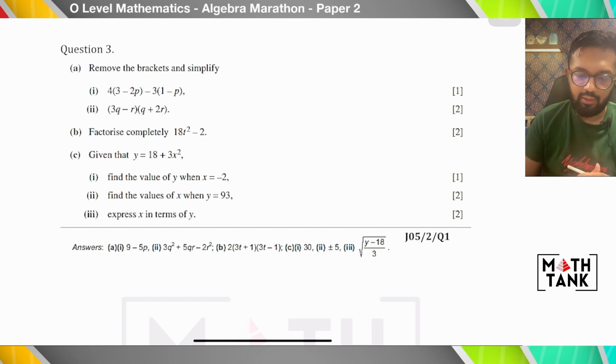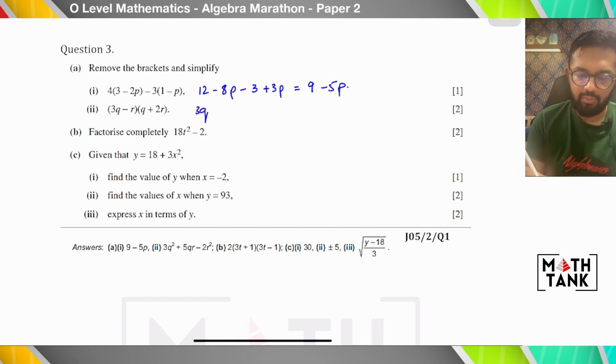Okay, then it says remove the brackets and simplify in the next question. I think that's simple. 4 into 3 is 12, minus 8p, minus 3, plus 3p. So that gives me 9 minus 5p. The second one is also simple.